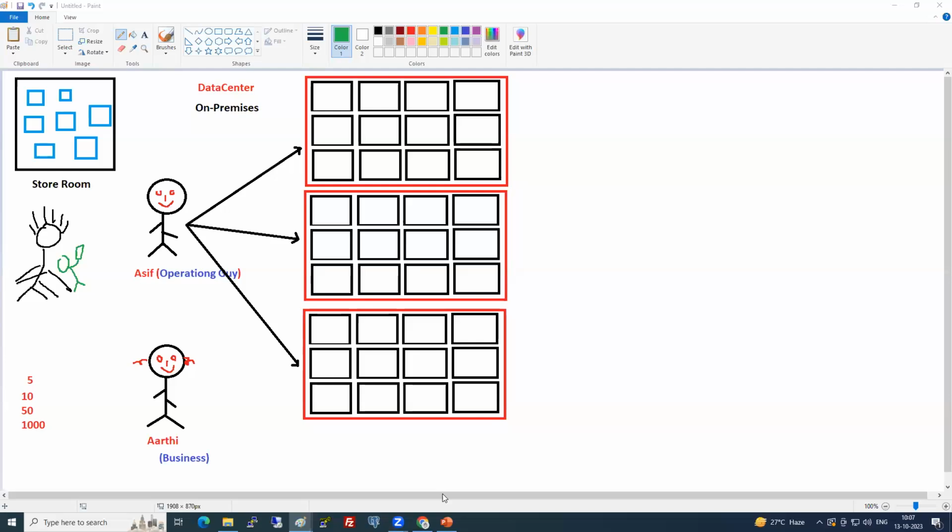Okay, let's continue. So Asif is thinking that for each and every requirement, he needs to go and purchase new machines, correct? Yes or no? So now, when he's surfing on the internet, he got to know something. And before that, do you see, if you take any server, what is at the bottom? Nana, at the bottom we have hardware, correct?